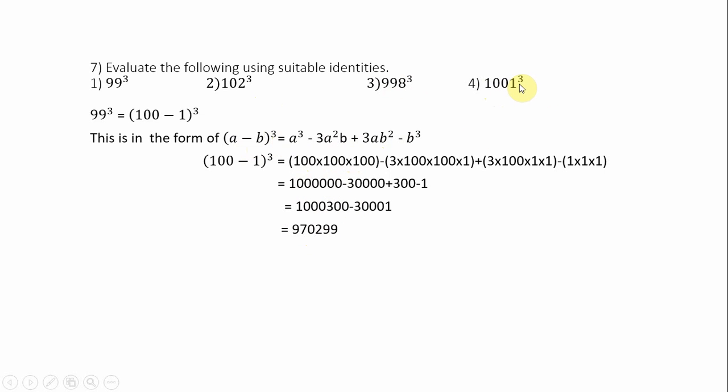Now 1000 whole cube, sorry, 1001 whole cube. So 1001 you are going to write as 1000 plus 1 whole cube and apply the formula a plus b whole cube. In a plus b whole cube, there are no negatives at all. a cube plus 3a square b plus 3ab square and plus b cube, all are positive only. In a minus b whole cube, a cube and 3ab square are positive, 3a square b and b cube are negative. Right? So that is how you can remember the formula, substitute those values and complete the sum.